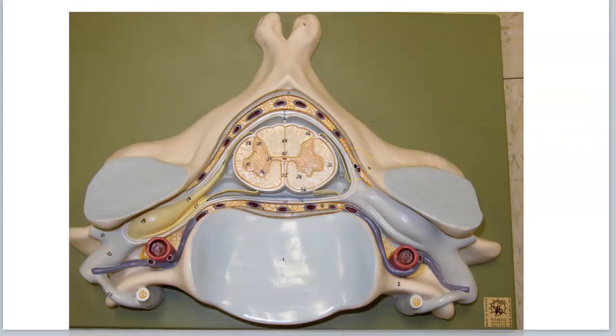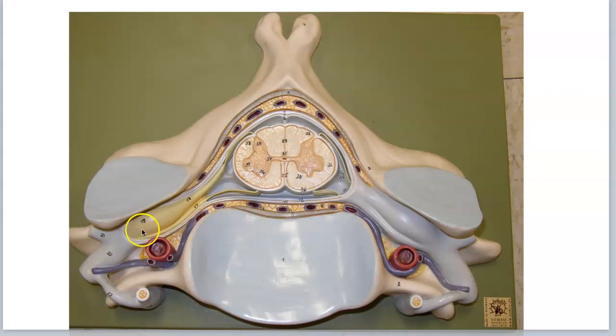So this is a classroom model too. So what do we see grossly? Well, we see the spinous process, we see the body of our vertebra. Here is the transverse process with the transverse foramen, where we have our vertebral artery. Let's go on this side. Here we see a big bulge.